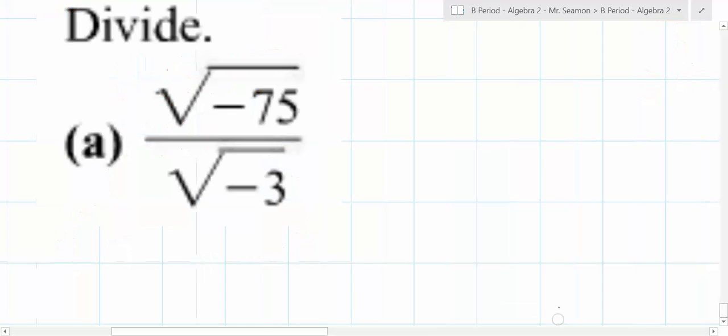That's the first moral. Square root of negative 3. What did we say we could factor out? It's going to be the square root of negative 1 times the square root of what?